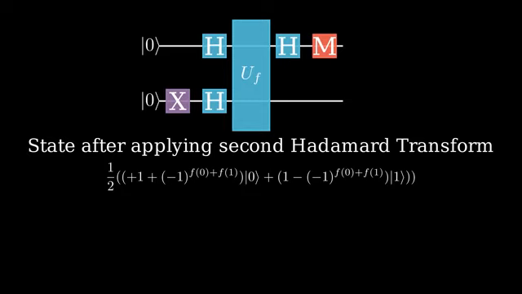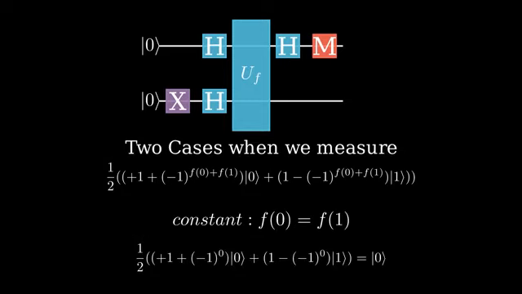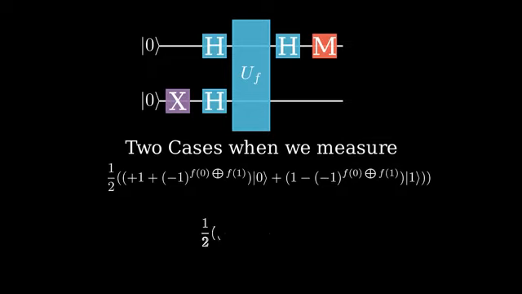If we measure our quantum computer, we get the following. If f is constant, then f of 0 equals f of 1. It doesn't matter whether they're both 1 or 0, just that the values are the same. So let's take f of 0 equals f of 1 equals 1 for our example. If this is the case, then our equation becomes the following. The other term vanishes because 1 minus 1 equals 0.